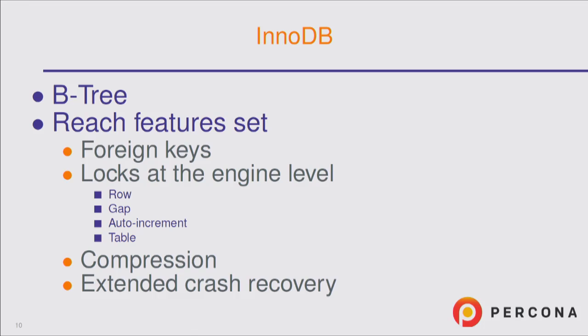InnoDB has a rich feature set like foreign keys. It has low-level engine locking, and unlike many engines it knows about row locks, gap locks, auto-increment locks, and table locks. It has compression, although it's not as great as in other engines, which again I'll cover a little bit later. And it has the best crash recovery. It has automatic crash recovery, but you can also tell InnoDB to skip one part of crash recovery and let the server start, and then make a dump and save your data which is not corrupted. Percona Server also has options on how to deal with corrupted pages: ignore them or print a warning.